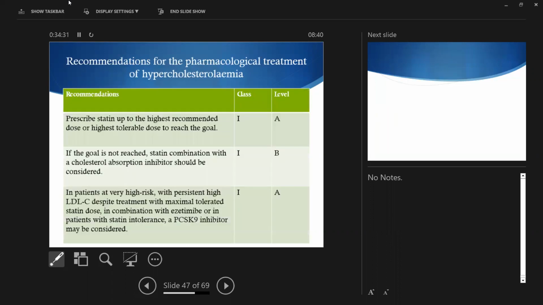So the recommendations for pharmacological treatment of hypercholesterolemia. Prescribe statin up to the highest recommended dose or highest tolerable dose to reach the goal. That's the class 1 recommendation. Another class 1 recommendation is if the goal is not reached, it should be combined with a cholesterol absorption inhibitor like ezetimibe. Another class 1 indication is in patients with very high risk with persistent high LDL despite treatment with the maximum tolerated dose of statin plus ezetimibe, or in patients with statin intolerance, you can use PCSK9 inhibitors.